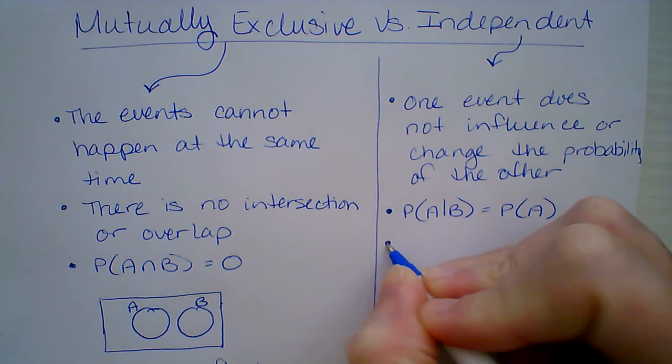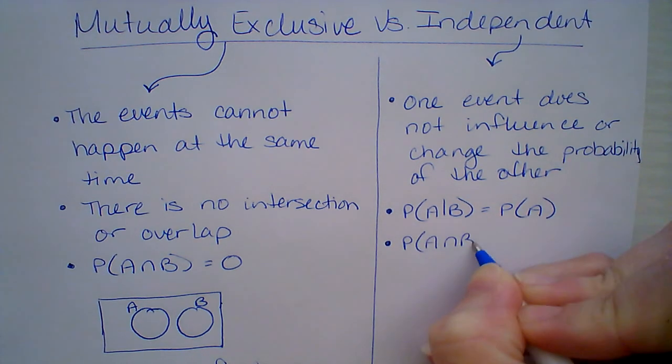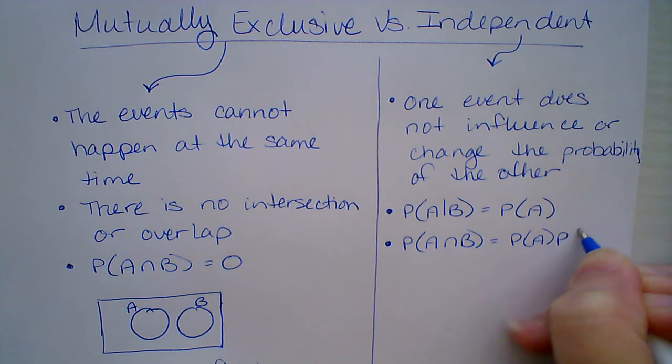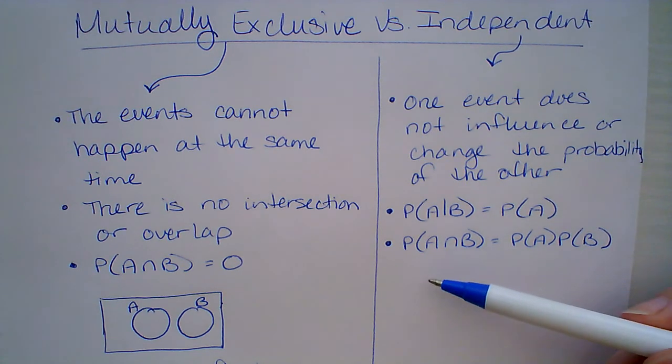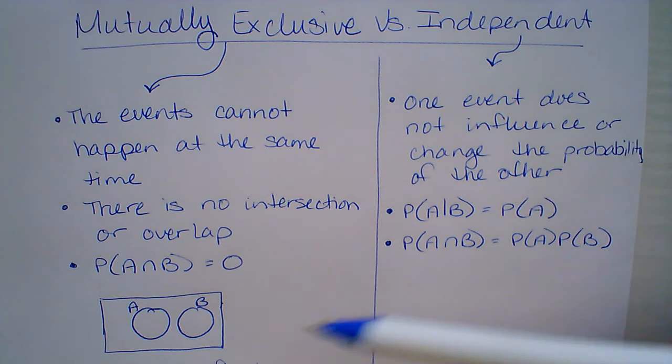The other way, and look on your formula chart or in your formula booklet, because this is called independent events. This is the formula. This is how IB defines independent events, if the probability of A and B, the intersection, is equal to the probability of A times the probability of B. So these are the ways that we're going to be able to check to see, does one event influence the other? So I just wanted to make this comparison.